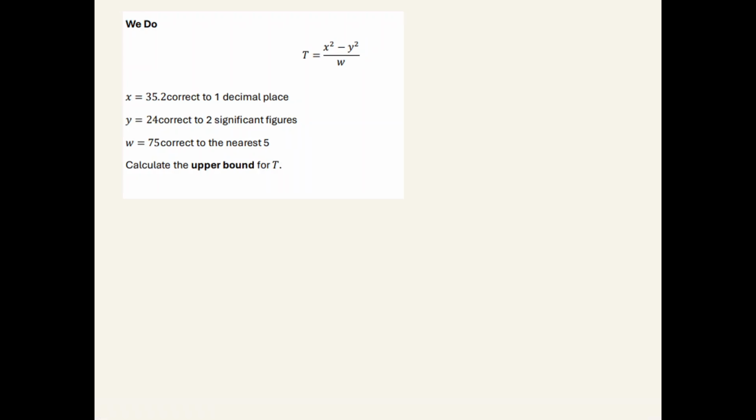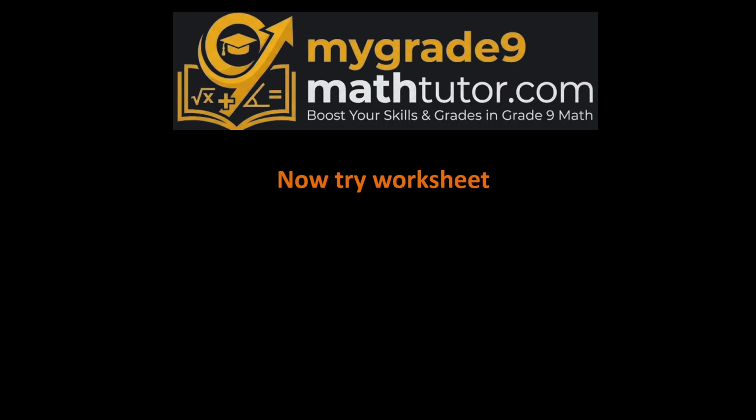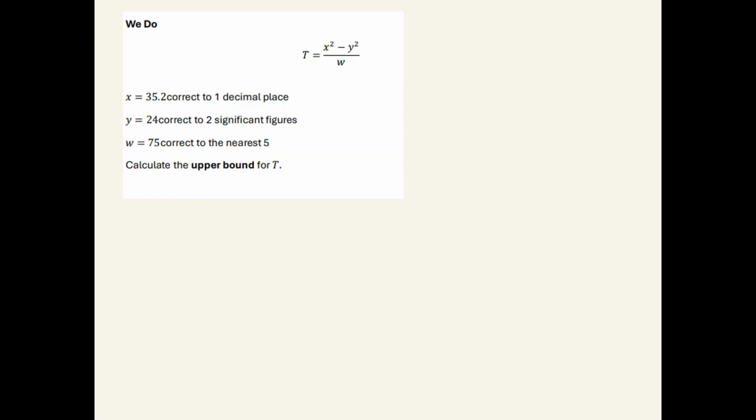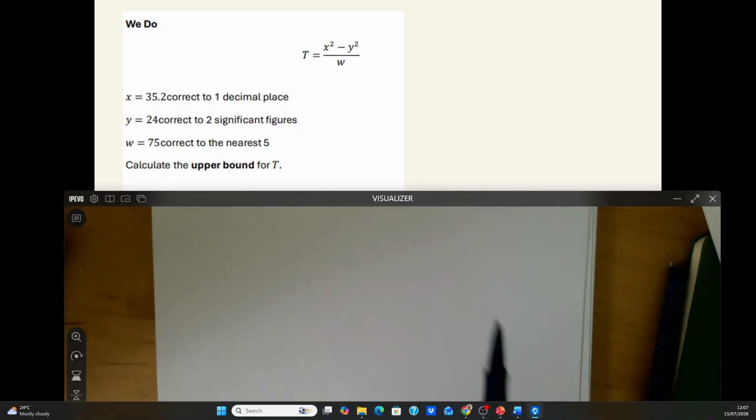Right, so we've got some numbers. We've got to calculate the upper bound. So what is the first thing I did? The first thing I did was I wrote the bounds of each number.